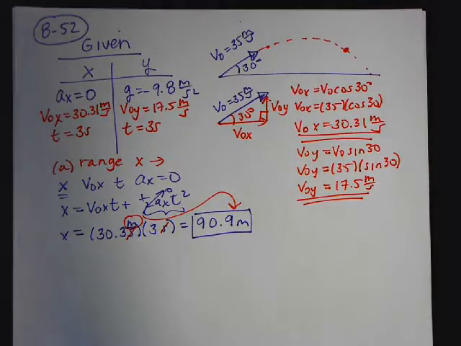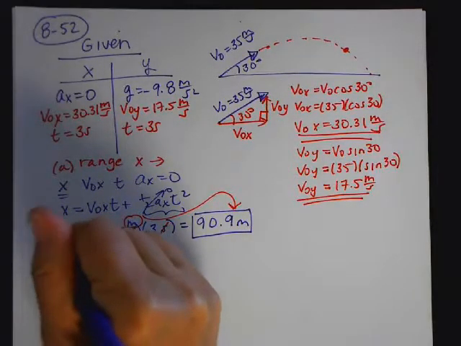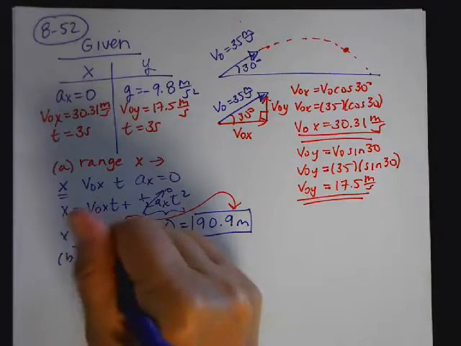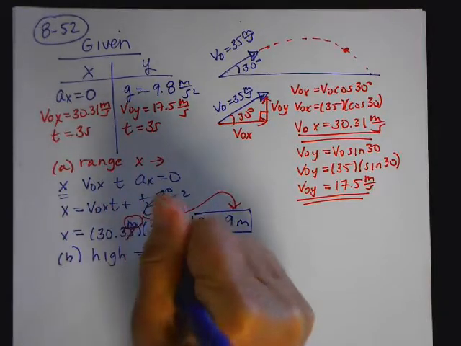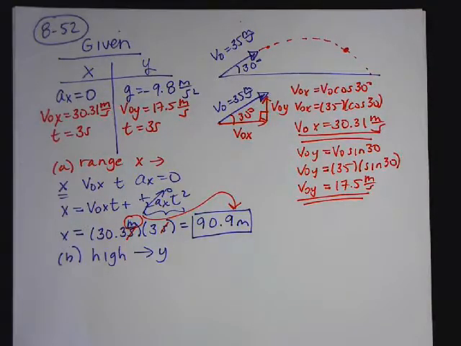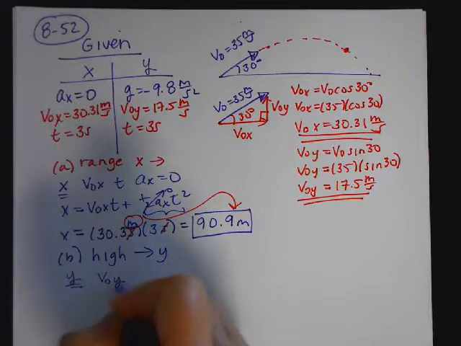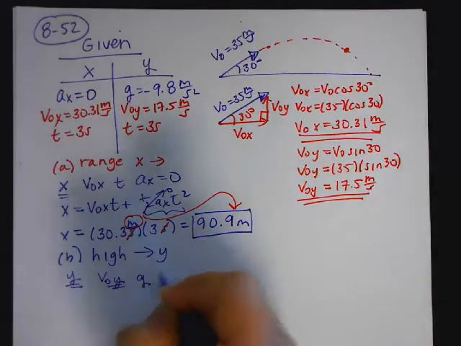All right, let's look at part B. So part B says, determine the projectile's altitude. So I want to know how high it goes. So how high it goes is going to be y. So now I'm going to look at, well, I want to find y. I know v naught y. I know g. And I also have t.